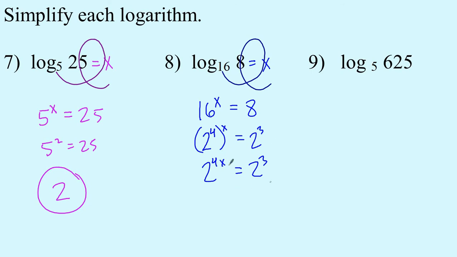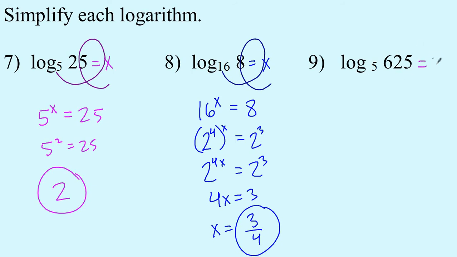All right. So now we have 2 to this equals 2 to that. So 4x must equal 3. So now x must be 3 over 4. So we simplified this to just simply 3/4. I know, it's a very weird process. That's why we're going to do a bunch of problems.